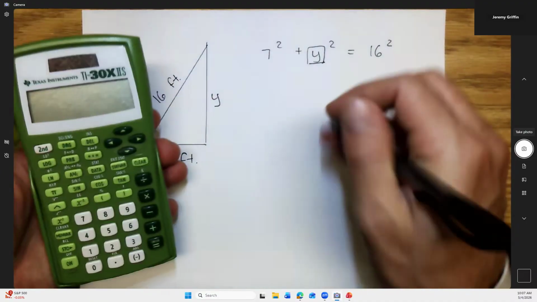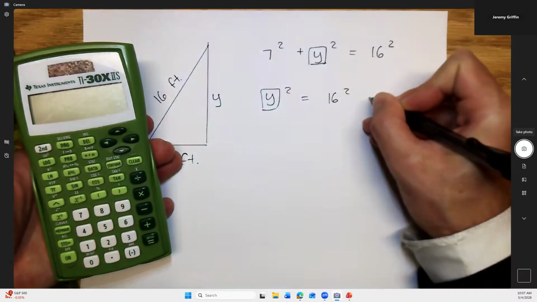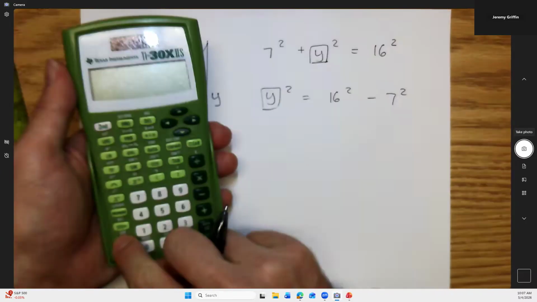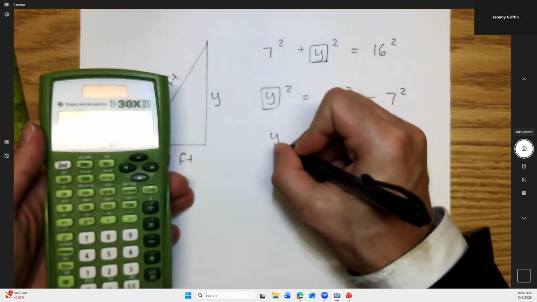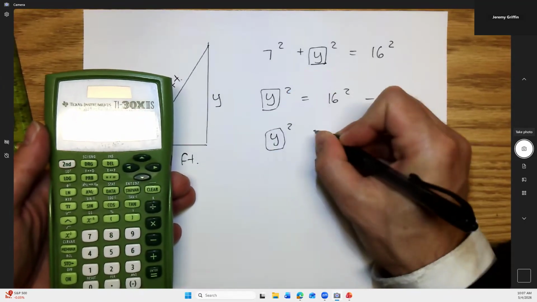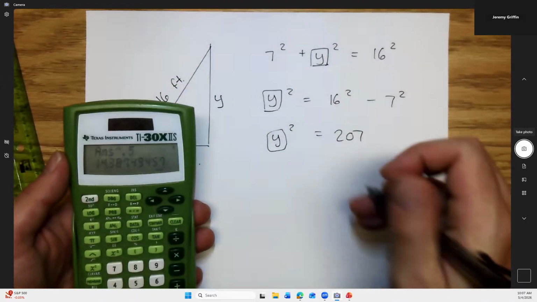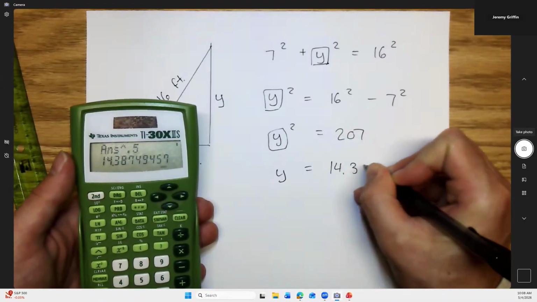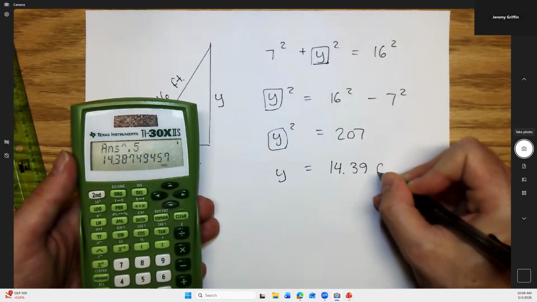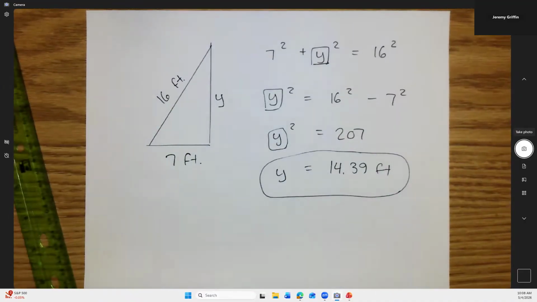You have to subtract. So I'm going to say that height squared is 16 feet squared minus 7 feet squared. So what's 16 squared minus 7 squared? It's 207. So y squared is 207. That's feet squared. So take the square root of that. Looking at y is 14.39. And the units are feet. 14.39 feet.